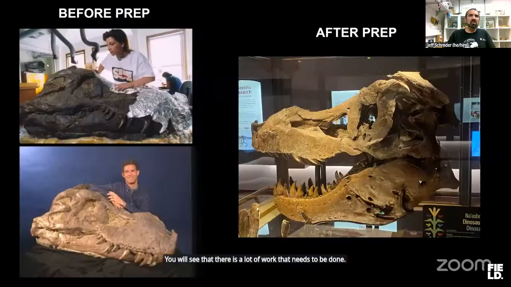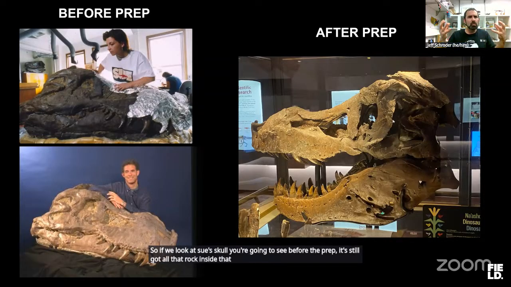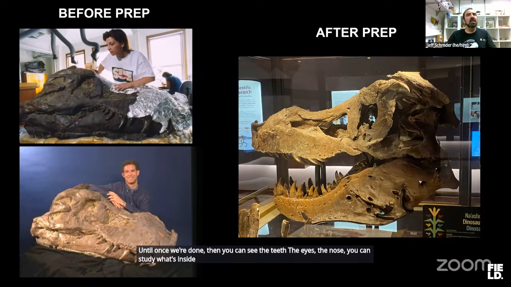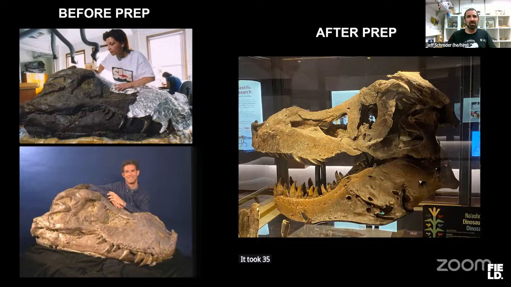So if we look at Sue's skull, you're going to see before the prep, it's still got all that rock inside that has to be picked out super carefully until once we're done, then you can see the teeth, the eyes, the nose. You can study what's inside, where the brain would have been. It took 35,000 hours plus to get this ready.